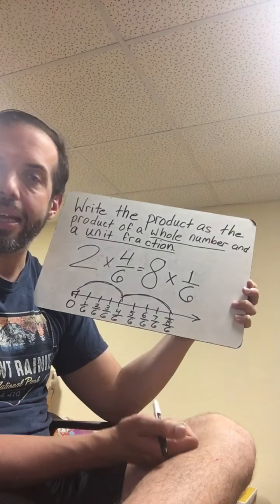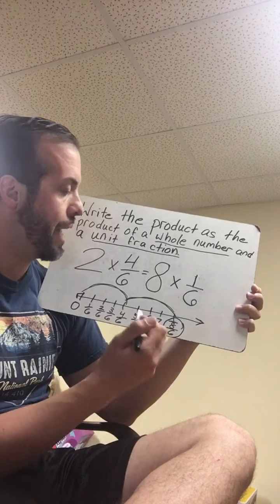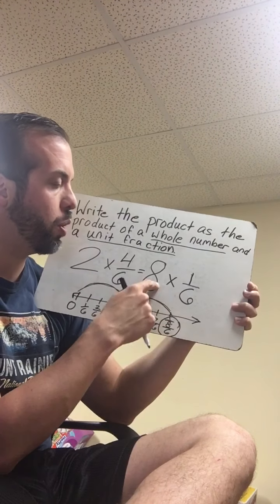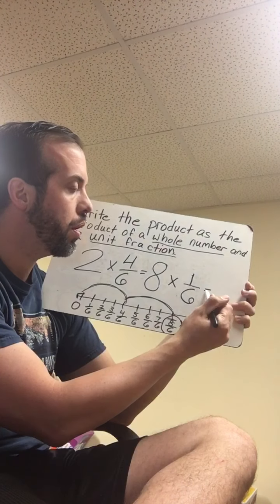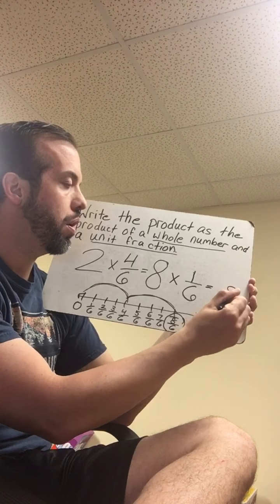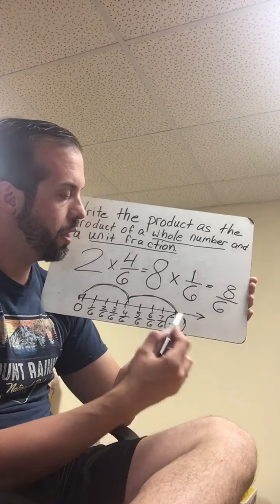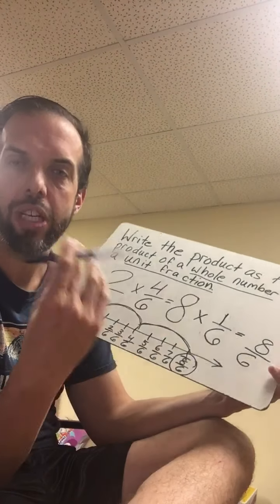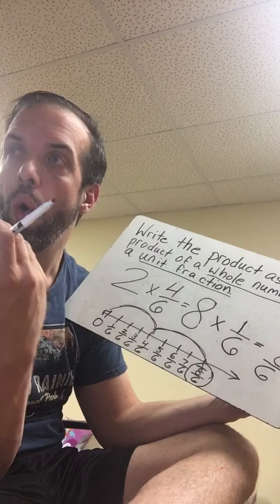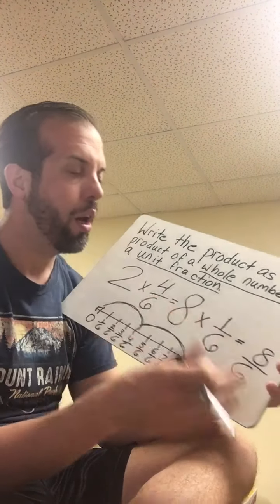What's my ending product? What do I land on? 8/6. That's going to be my actual answer, guys. When I multiply my whole number 8 times my numerator 1, I will have 8/6 as my answer. So that's all that number line is showing us. It's just there really for a visual, for our eyeballs to see what that multiplication equation actually means. Okay? All right. So those are the 4 problems from yesterday.